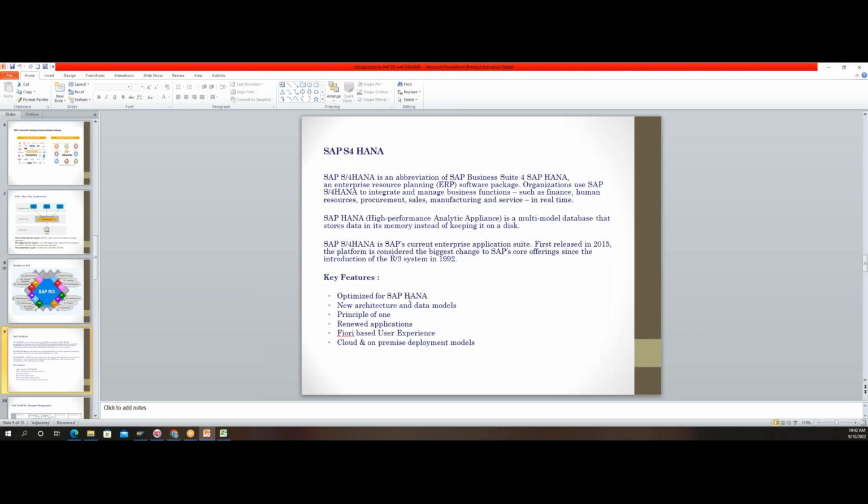The entire design is absolutely new, but the transactions, the flow, or the things are more or less the same with the new features. It is optimized for SAP HANA. It is optimized for a new database, new architecture and a new data model.